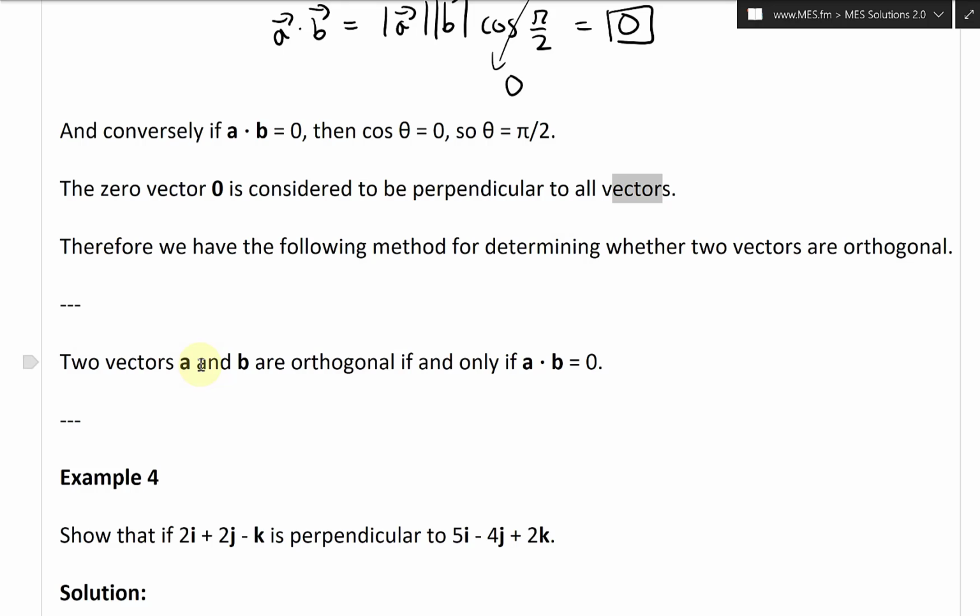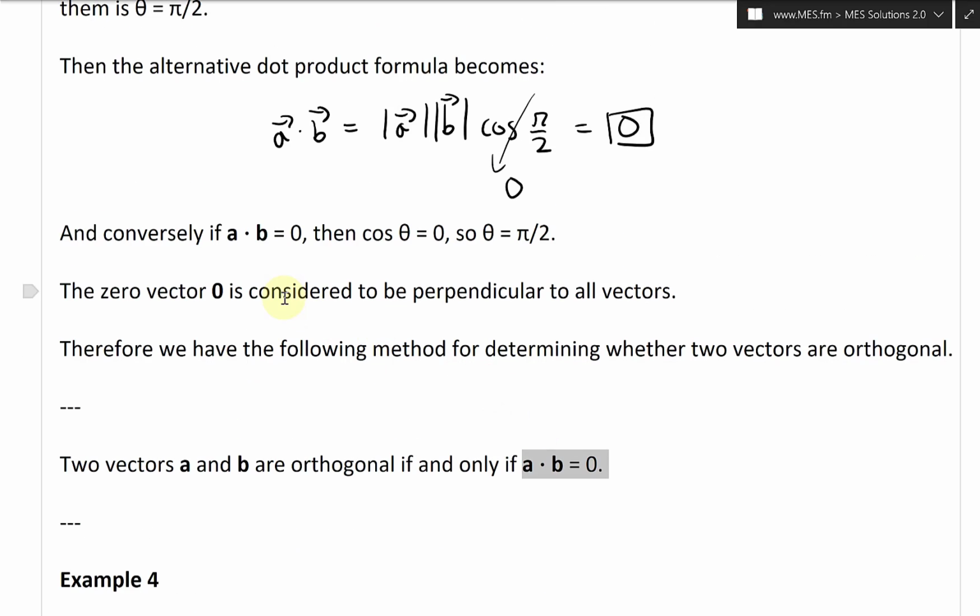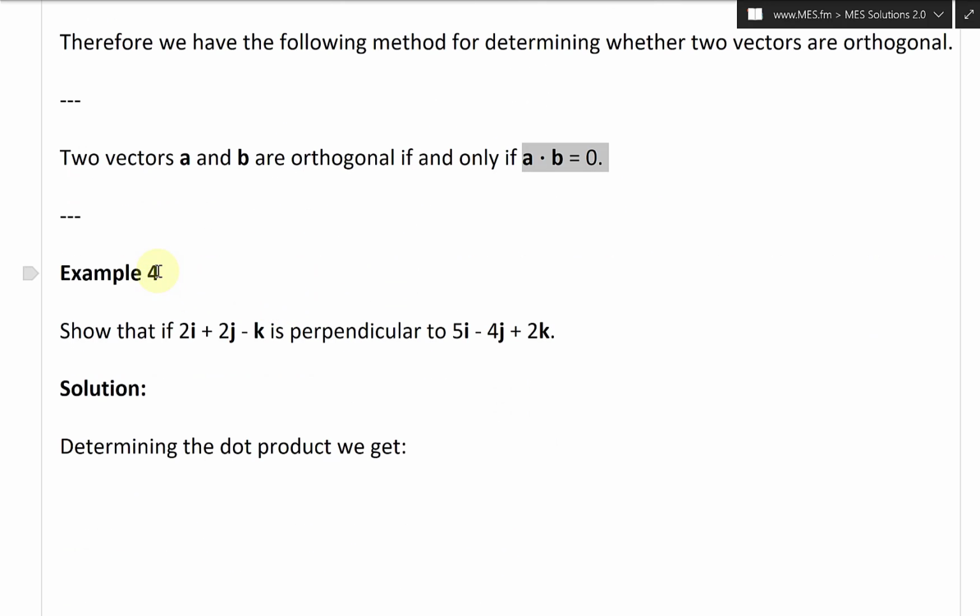Two vectors A and B are orthogonal or perpendicular if and only if the dot product is equal to 0. Absolutely, fascinating stuff there. And now let's take a look at example 4.